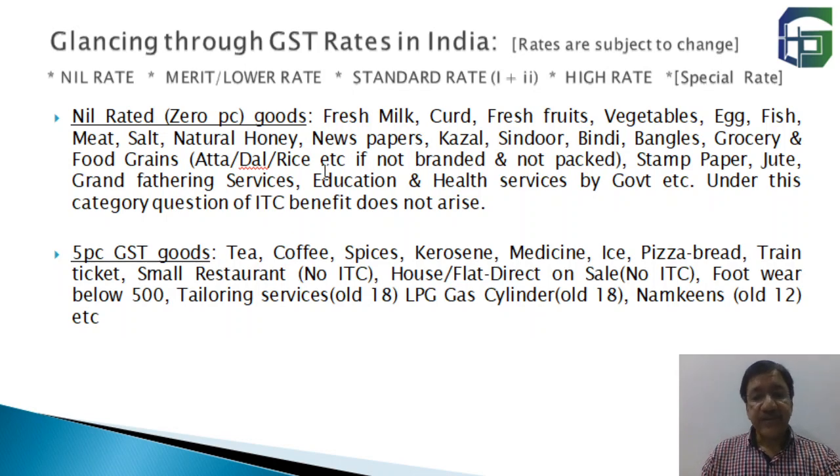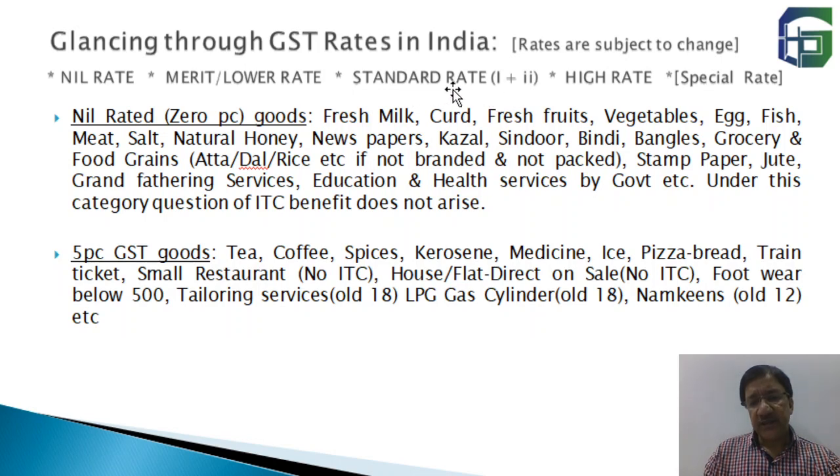Now you see, in India the rates have been defined. One is the nil rate, then there is another rate which is the merit or lower rate. We call it merit or lower rate because it is applicable for the very common people, the very low graded people, poor people. And there is another, the standard rate. That standard rate is applicable for the middle class. There are 2 standard rates: one is 12%, another is 18%. We will go through them later on.